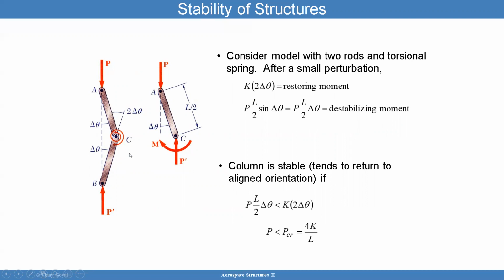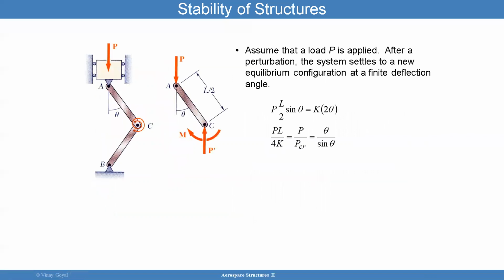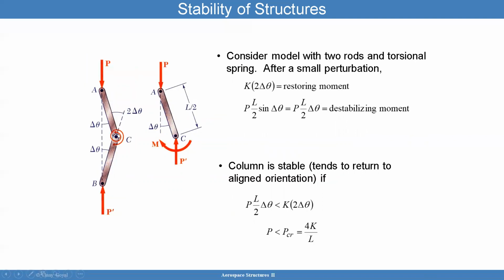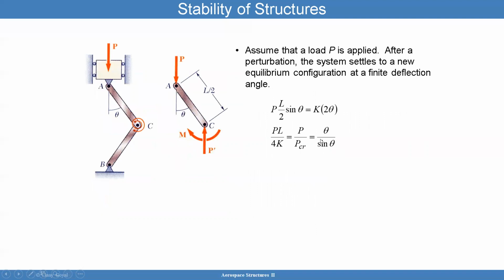The point I want to make is that you can see how this formula does not depend on the material strength. It's a pure relation. It only depends on the material properties, the modulus for example, or material constant, and on the geometry, the length in this case. This is a simplified idea, so you can see what we're talking about. If you assume that a load is applied after perturbation, the system can settle to a new configuration at a finite angle. It can happen. I can actually calculate a finite angle if I didn't make the small angle approximation.